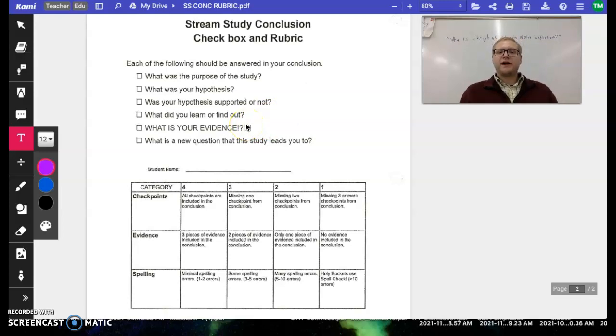What did you learn or find out? Is there something that you learned from this stream study? You should include that in your conclusion. Make sure you have at least a sentence or two about what you learned or found out.